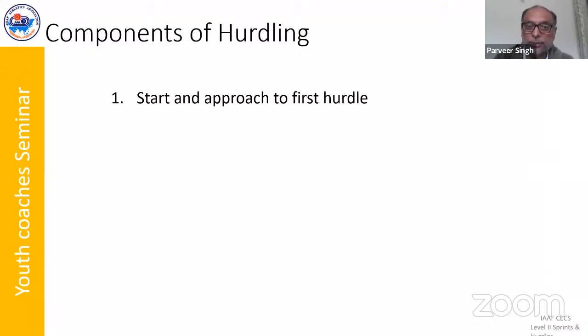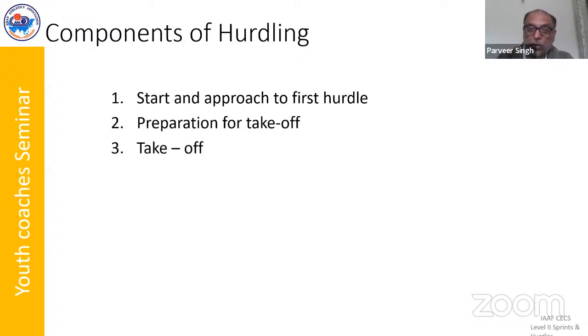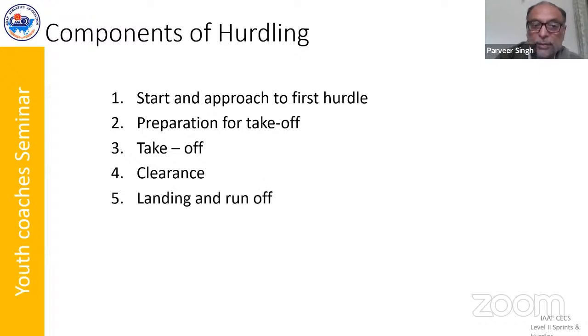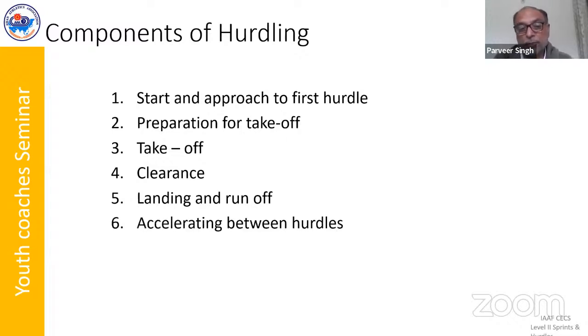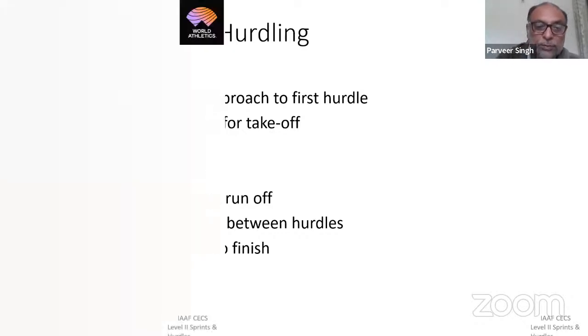So the components of hurdling: first, start and approach to the first hurdle, then preparation for takeoff, then clearance, landing and run off, acceleration between hurdles, and acceleration to finish. So these are the 7 components: start, approach to first hurdle, preparation, takeoff, clearance, landing and run off, acceleration between hurdles, and acceleration to finish.